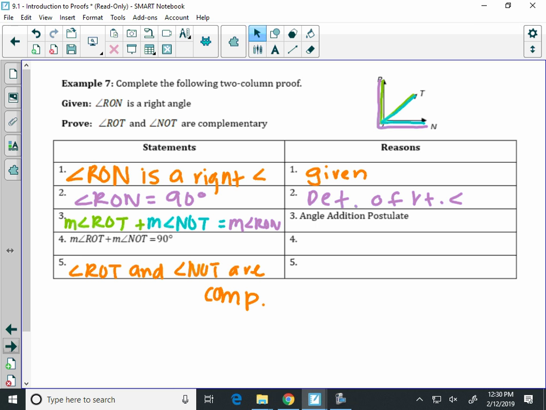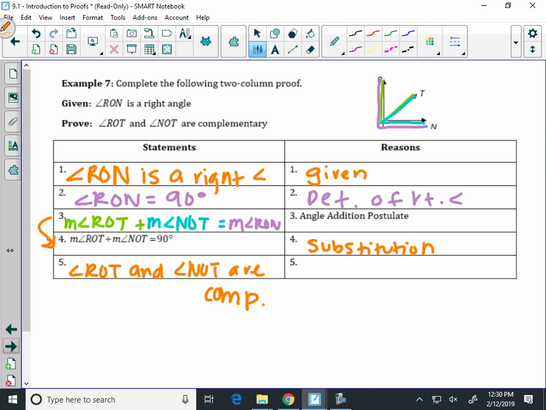Okay? If you notice from 3 to 4, aren't they almost exactly the same? But one thing changed. That now became 90. When that happens, what's our reason? Substitution. When one thing changes, your reason's always going to be substitution. The reason is we said that angle RON was 90 degrees. Angle RON is written right there, so we can take the 90 degrees and plug it in where angle RON is using substitution. We replaced it.